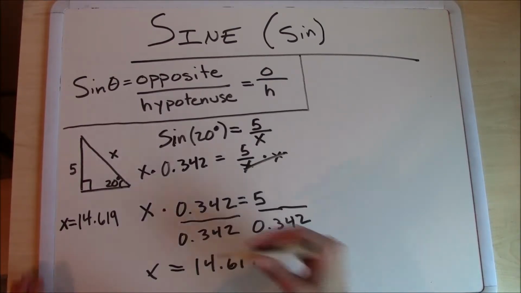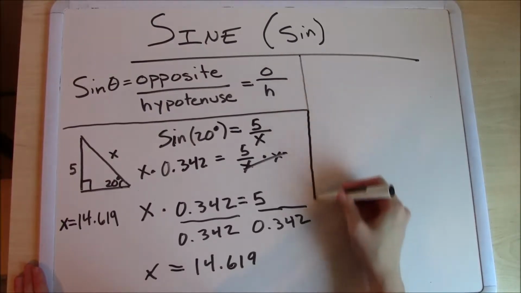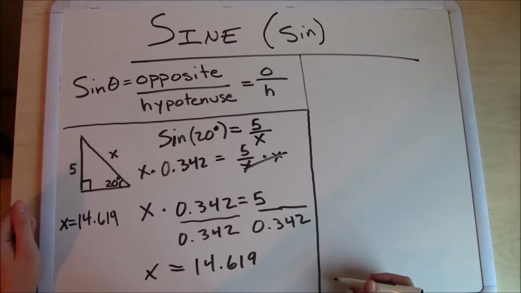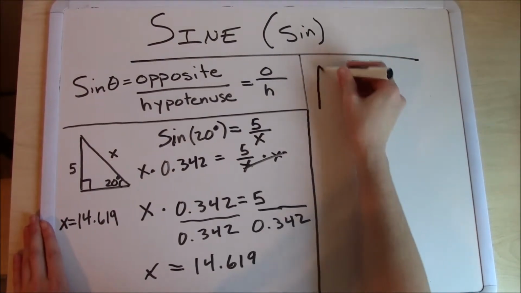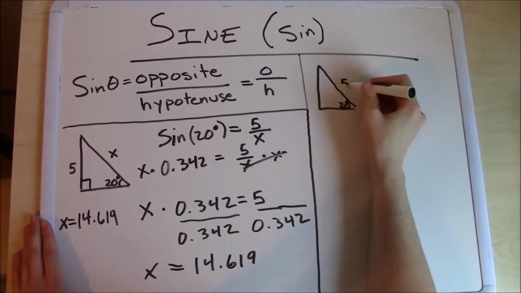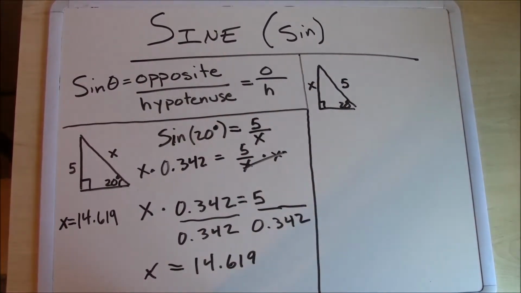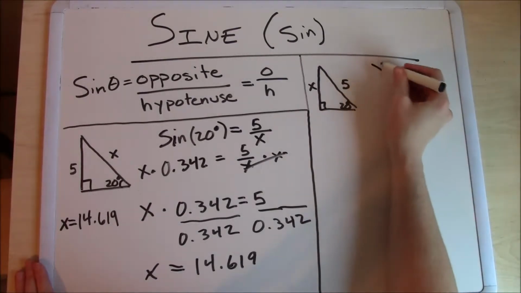Now let's try this. Let's switch these values. So instead of having a value for the opposite, let's have a value for the hypotenuse. So let's do a little diagram here. So we got 20 degrees, we got 5, and we got x. Of course, it's a right triangle. You can only use this if you have a right triangle. Remember that. So we're going to be solving for x.